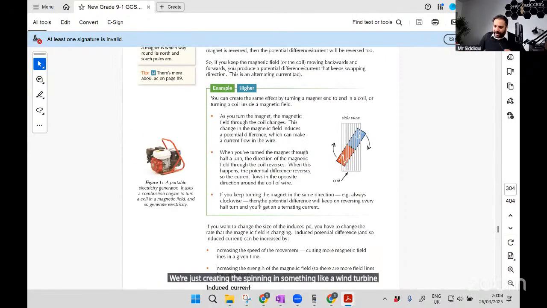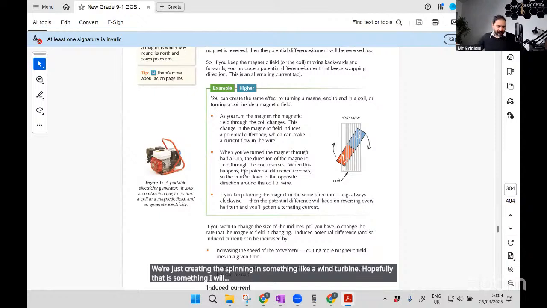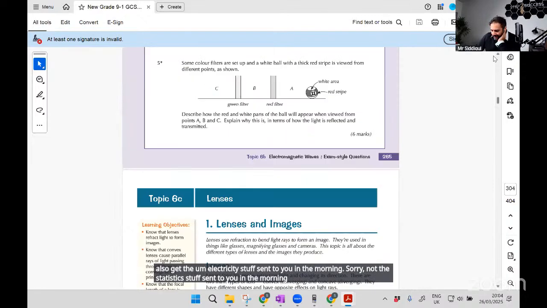Hopefully that is something. I will send you the notes on this later, and I'll also get the electricity stuff sent to you in the morning. Sorry, not the electricity, the statistics stuff sent to you in the morning with the histograms bit in it.